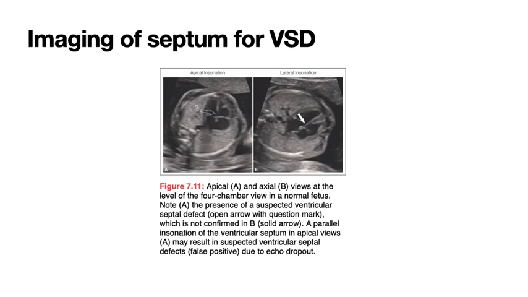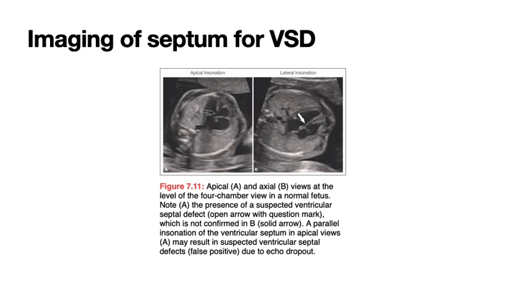Here's an example. The one on the left is an apical insonation. This one they got right. The beam is coming right to the apex of the heart. And the problem with that is that if you're looking at the septum, you are parallel to it. Your beam is parallel to the septum, so you get that dropout.